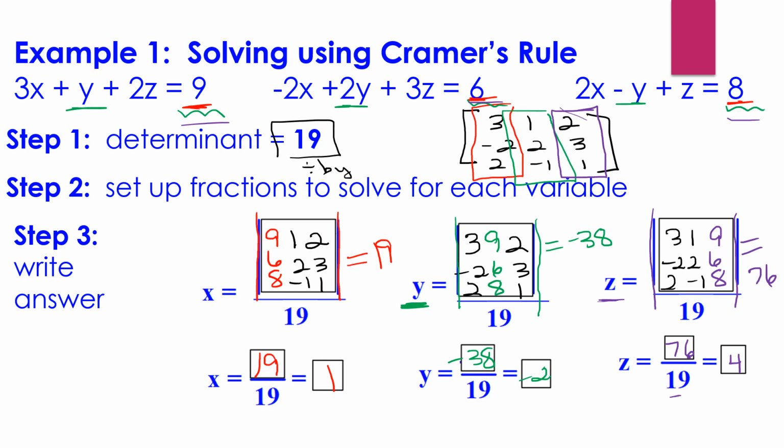value of 4. So our ordered triple in this case is the x value is 1, followed by the y value, which is -2. And last but not least, the z value, which is 4. So it's 1, -2, 4. And there we go. We're going to practice it again in the next example, and then we will quickly do a 2x2 by hand.